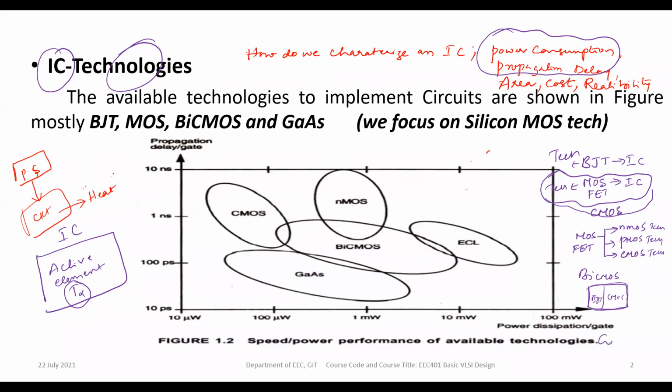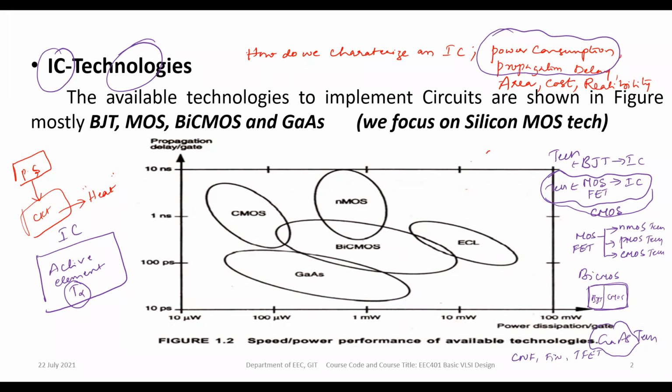Next one is gallium arsenide technology. There is another technology, gallium arsenide technology. These are the fundamental technologies that are available. Of course, as I mentioned previously, carbon nanotube technology is also there. FinFET technology is also there. Tunnel FET technology is also there.